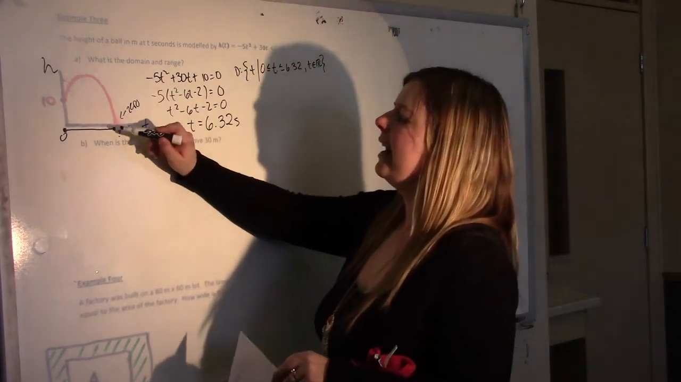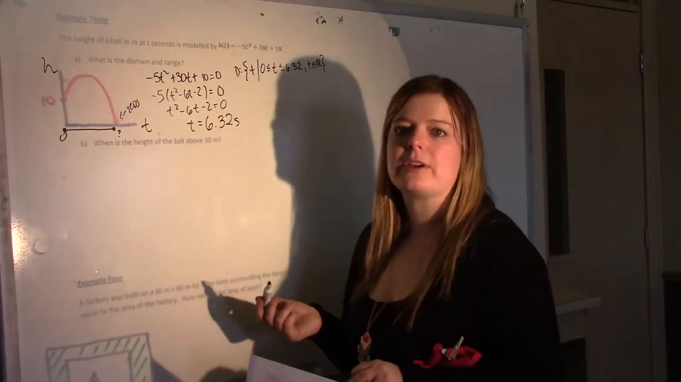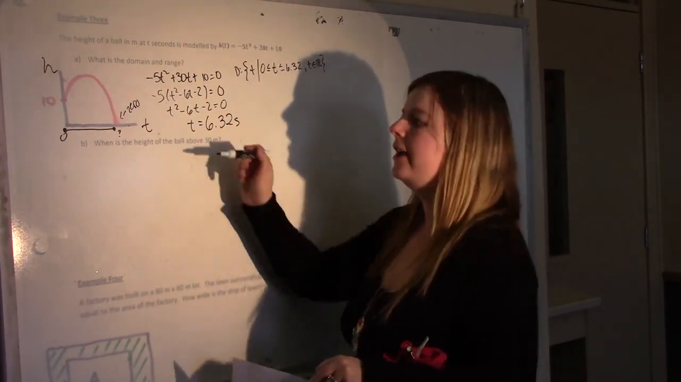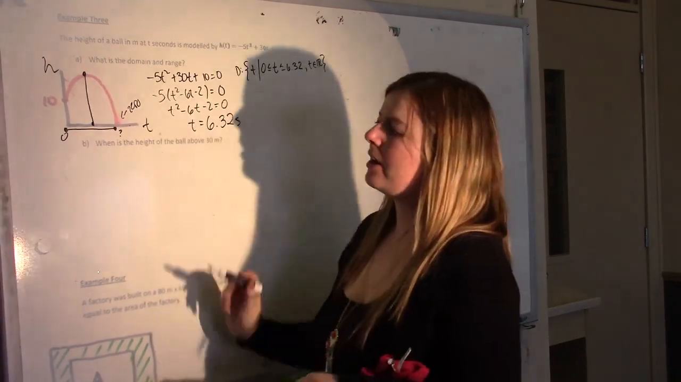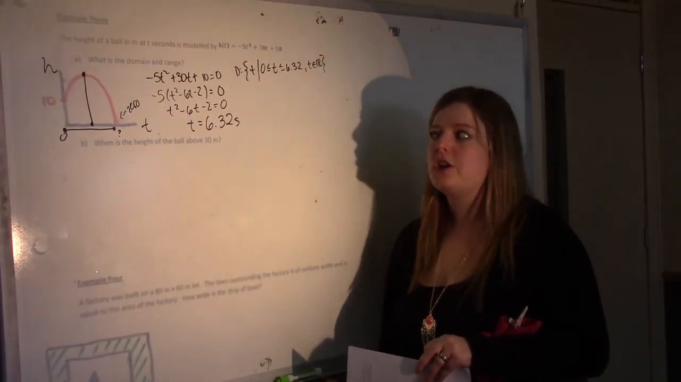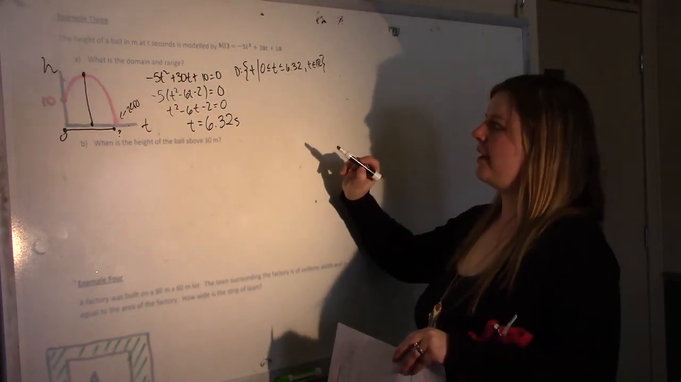Now it wants us to know the range. So think about it. The range is the height. What is going on with the height here? How low, how high? The lowest height is 0, and the highest height is going to be whatever the y value of the vertex is. So for the range, you have to find the y value of the vertex.